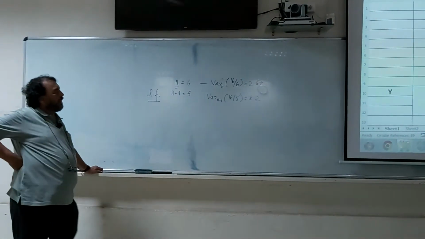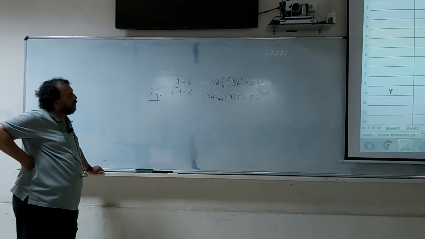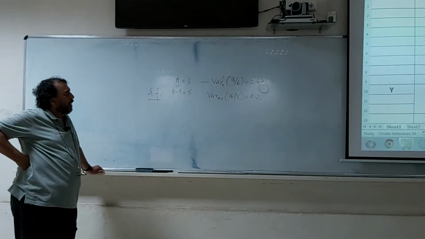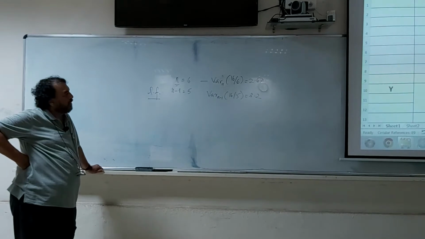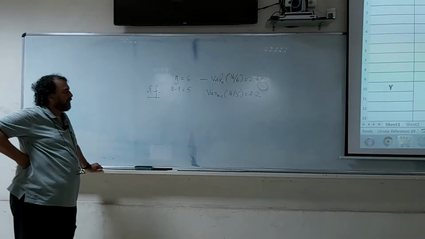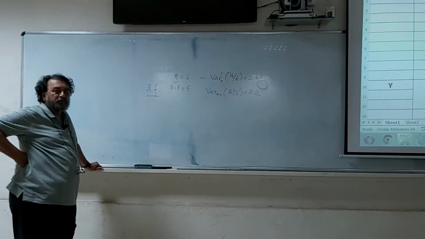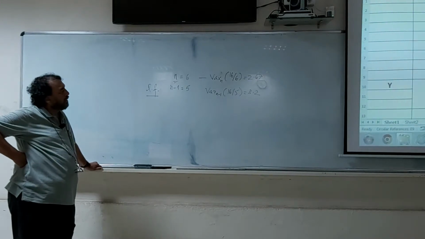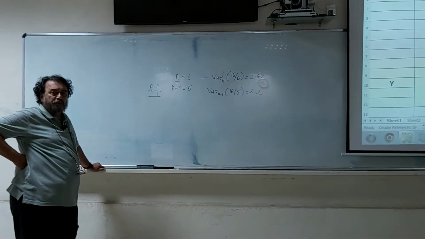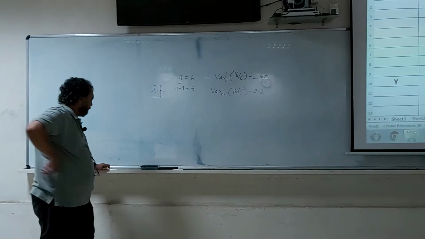So please note this, we have got 2 measures of variance, one without adjusting for the degrees of freedom and one with adjusting for degrees of freedom. And then eventually we will see why adjusting for degrees of freedom matters in some sense.